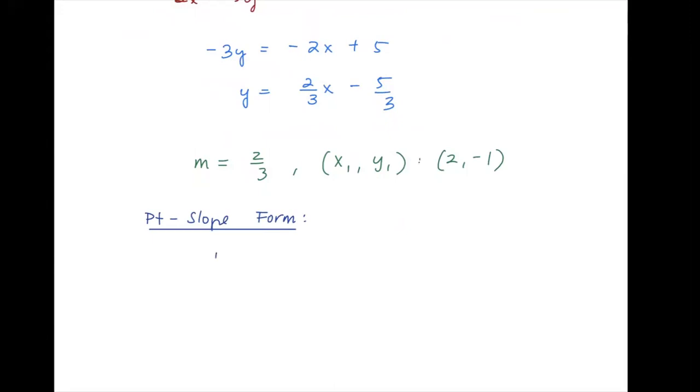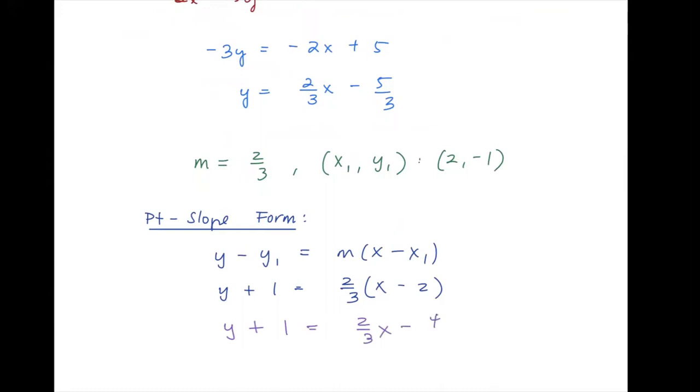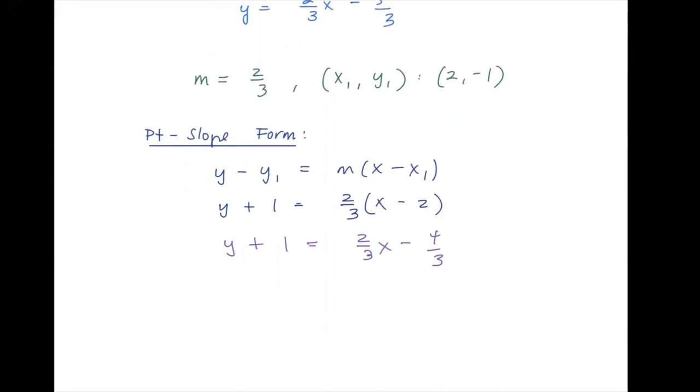So y minus y1 is equal to m times x minus x1. Substituting everything in, y plus 1 is equal to 2/3 times x minus 2. Distribute, y plus 1 is equal to 2/3 x minus 4/3. Moving the 1 over, y is equal to 2/3 x minus 7/3. So this is our answer.